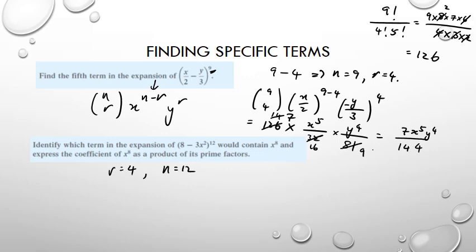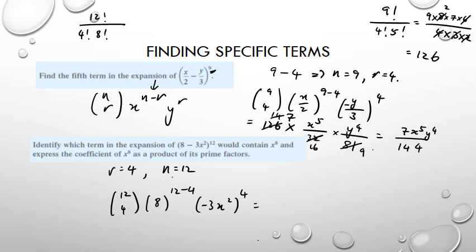Now n is equal to 12. So then we have 12 choose 4, times 8 of 12 minus 4, and then negative 3x squared to the power of 4. Then simply expand that out. So then we have 12 choose 4, like I said, use your CAS for this if you need it. 12, 11, 10, 9 over 4, 3, 2.